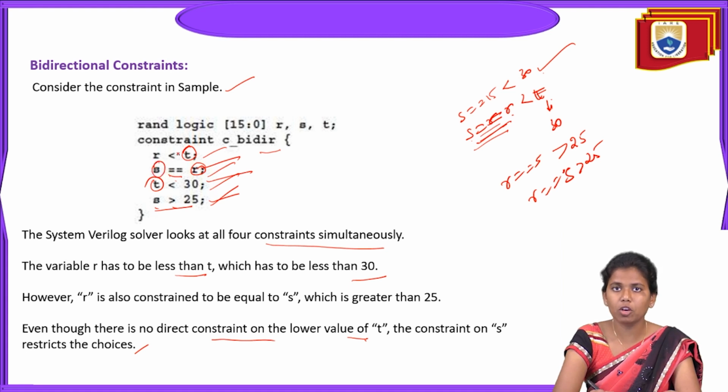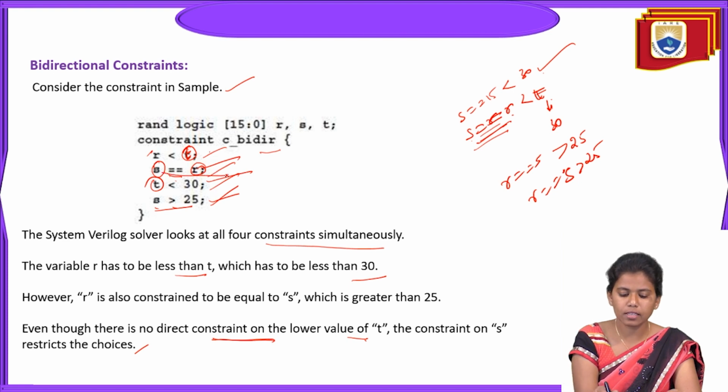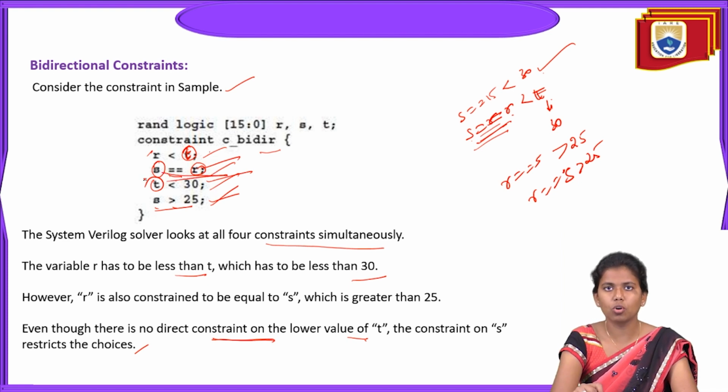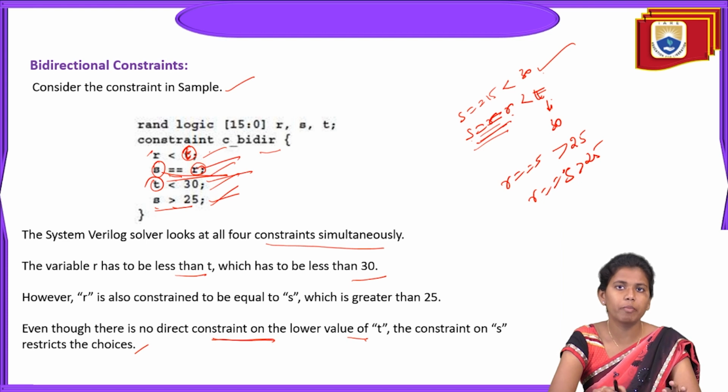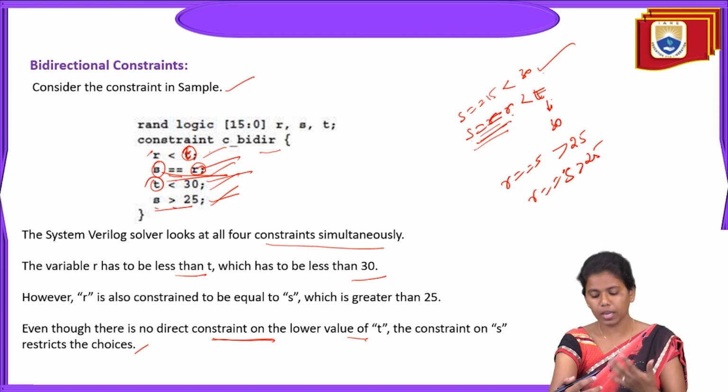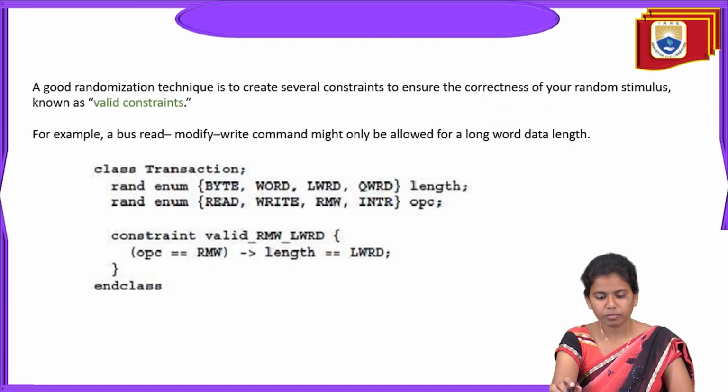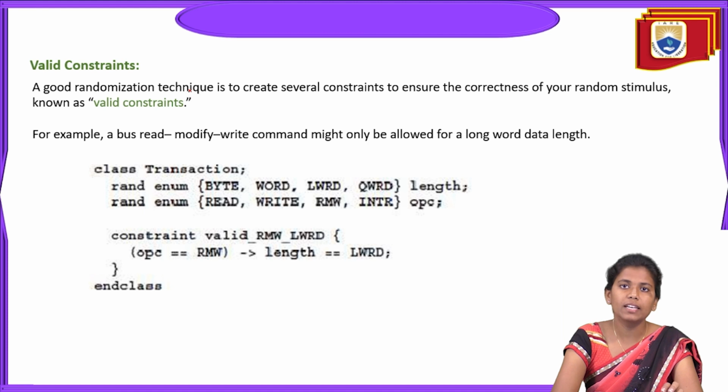Yes, obviously. Why? Because here T is more than R. If T is more than R, what happens? S must be less than T. That is what it is saying. There is no direct constraint on the lower level of T. The constraint on S restricts the choices. It will not accept the values or variables that we are giving. It just restricts.